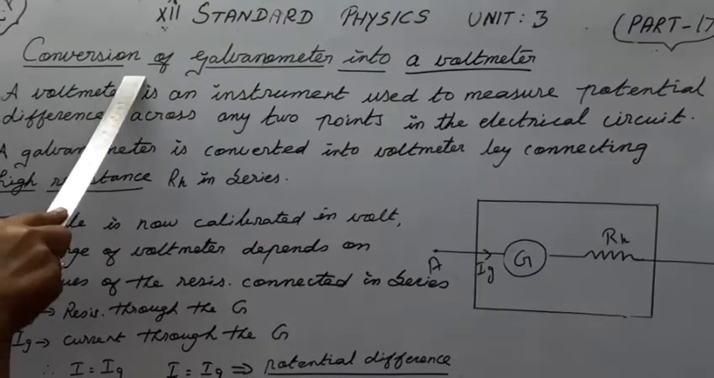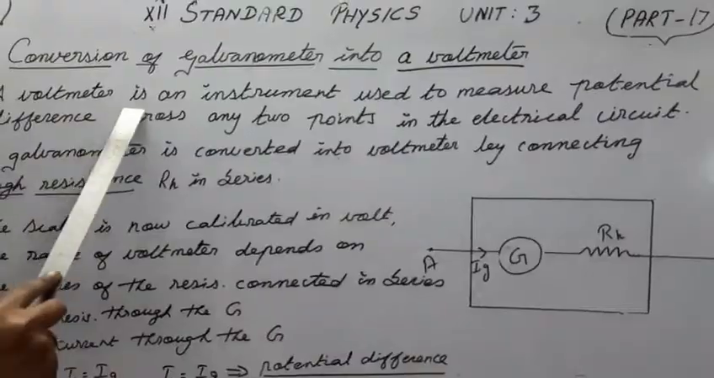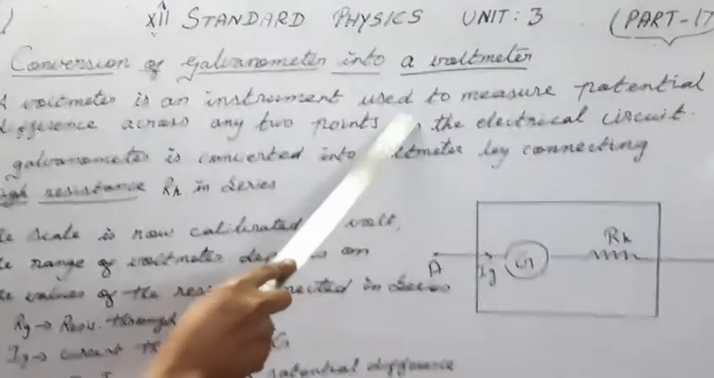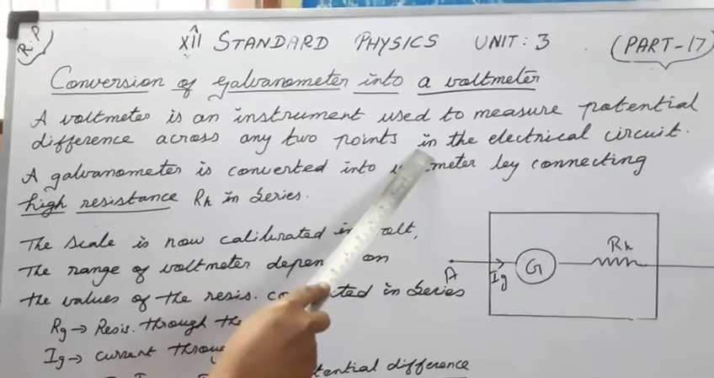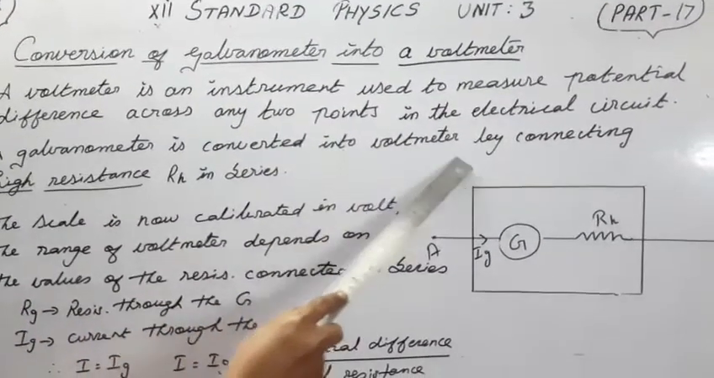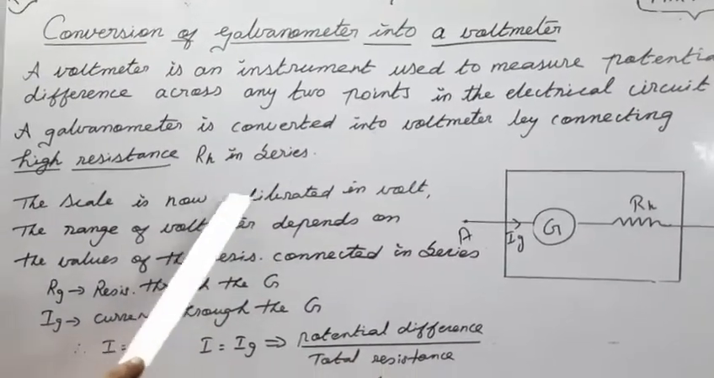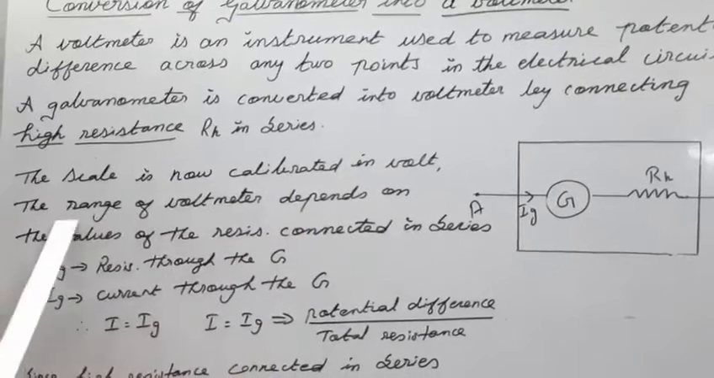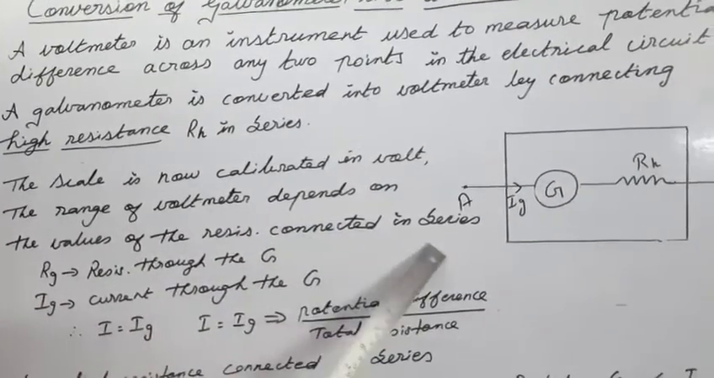Next topic is conversion of galvanometer into voltmeter. A voltmeter is an instrument used to measure potential difference across any 2 points in the electrical circuit. A galvanometer is converted into a voltmeter by connecting a high resistance Rh in series. The scale is now calibrated in volts. The range of the voltmeter depends on the value of the resistance connected in series.